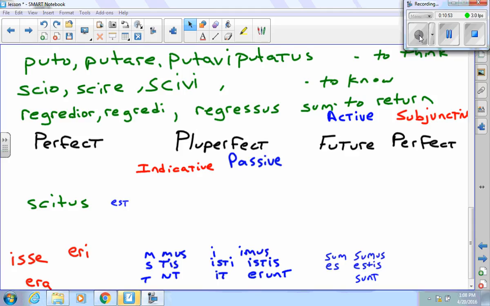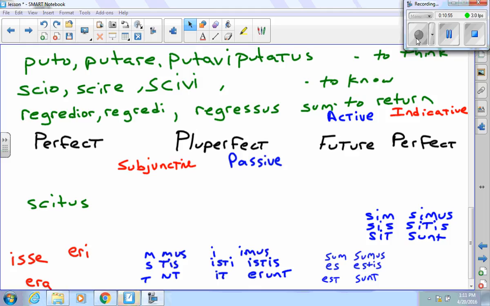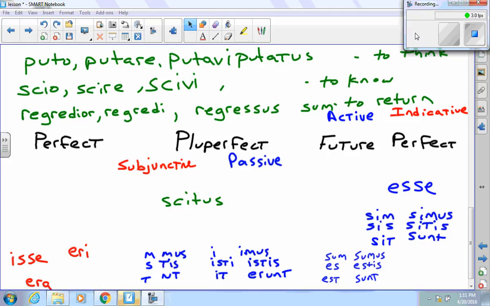Can I make it subjunctive? Now, if I want the perfect passive subjunctive, I'm going to have to use scitus, which is our fourth principal part. Then I have to use a form of sum. Might as well use the subjunctive of sum, which is sit. Scitus sit gives me my perfect passive subjunctive. If I get rid of that, I want to make it pluperfect. Okay, if I want to make it pluperfect, remember we had to have an infinitive. Well, I don't have one here. I need a form of sum. Hey, what up, esse? Here he is. Take that. I'm going to add the T, and I get my pluperfect passive subjunctive of scio.